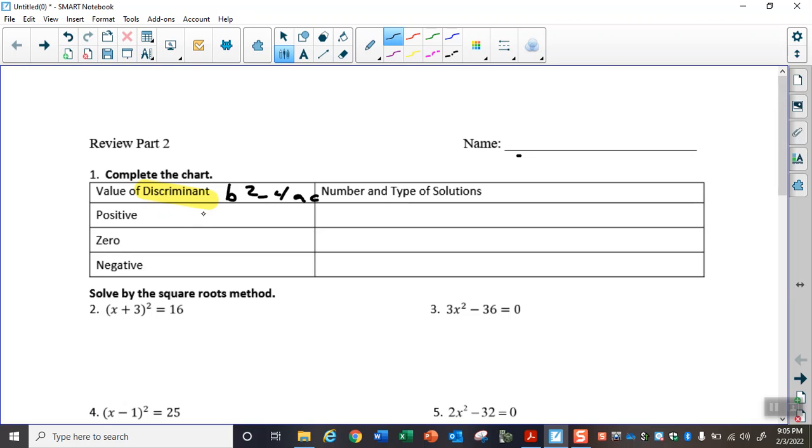And so if that's a positive number, if you have the square root of a positive number, then you're going to have 2, because it's going to be plus or minus that positive number. You're going to have 2 real roots, which is the same. Roots are solutions.